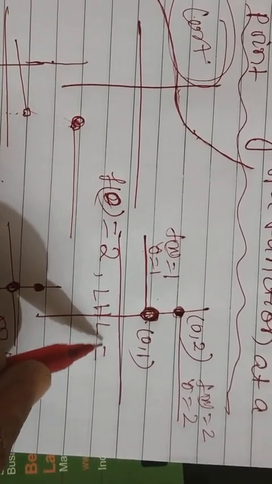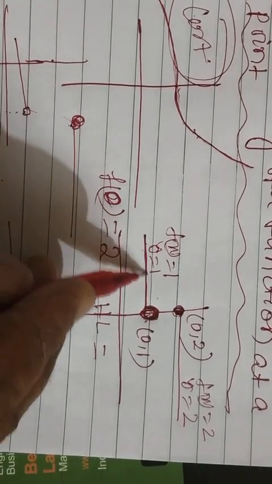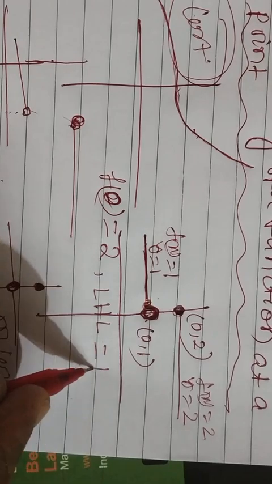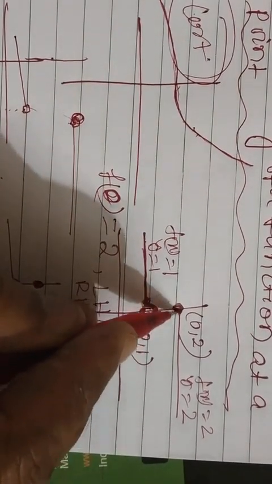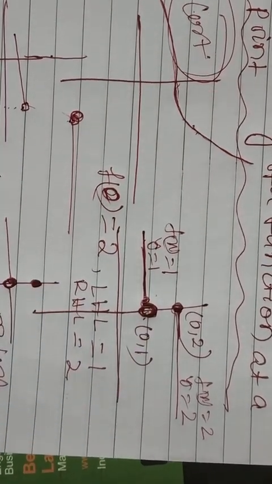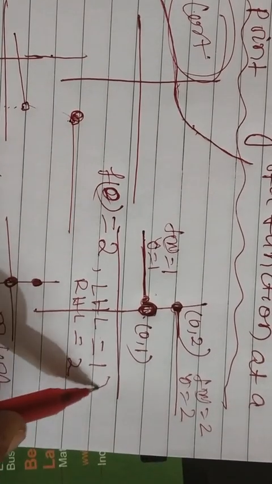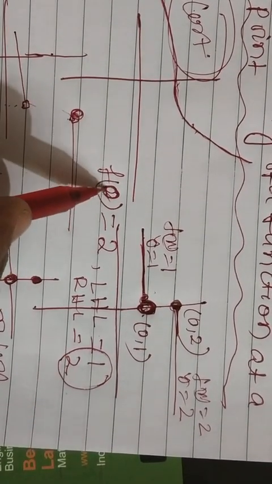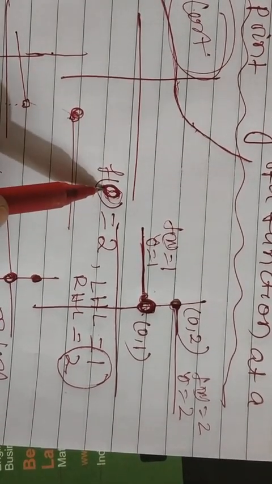As x tends to 0, the left hand limit is obviously 1. This one is the left hand limit, so LHL is 1. And what is RHL? It is 2. So left hand limit not equal to right hand limit means the limit does not exist here. But the function has a value at that point, x equal to 0. The function has a value, but the limit does not exist.